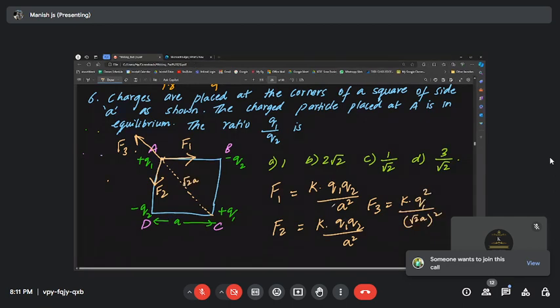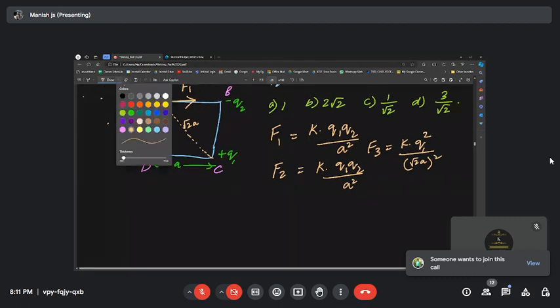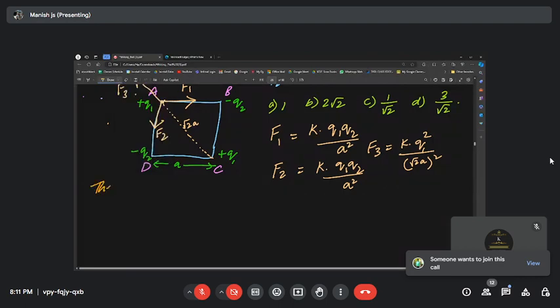So you write down each of the forces. Once you've written each of these forces, you find out the resultant of all of them. For F1 and F2, you can find the resultant first. Imagining them to be the sides of a parallelogram, because it's a square, the angle between them is 90, so the cos 90 term will go. I hope you know the formula for the resultant, right?